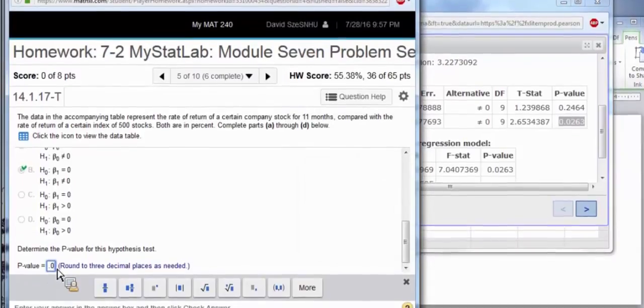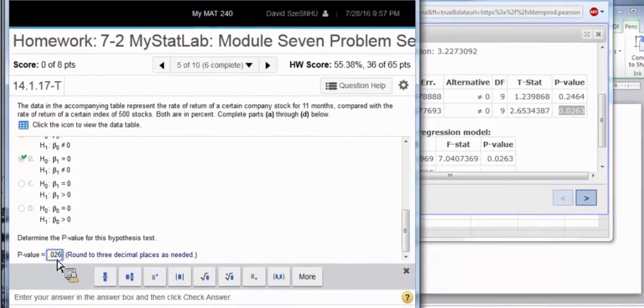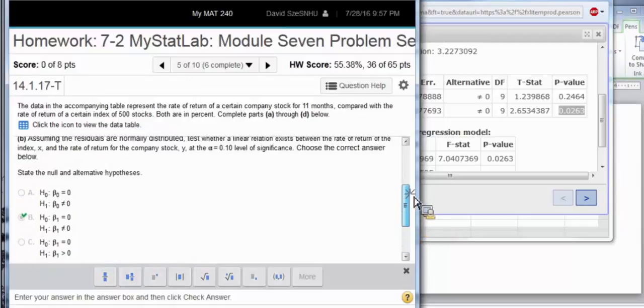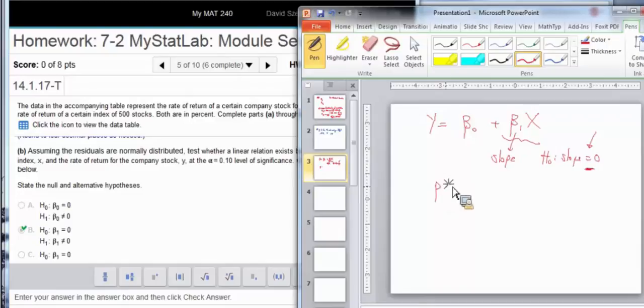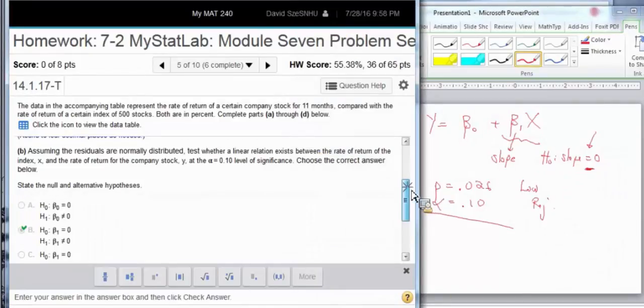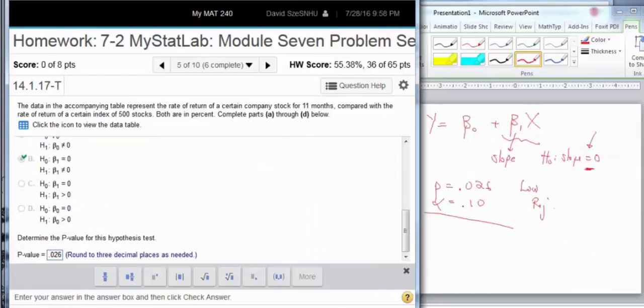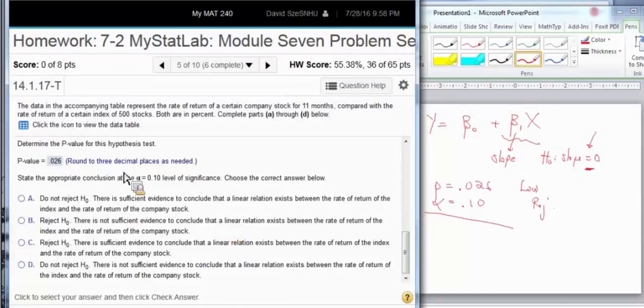And you know what the next question is. P-value 0.26, the alpha was 0.10. So is this going to be a reject or do not reject? P equals 0.26, alpha equals 0.10. So P is low. So this is going to be a reject. Reject means there is a relationship. There is a significant linear relationship. Check our answer, and we reject.